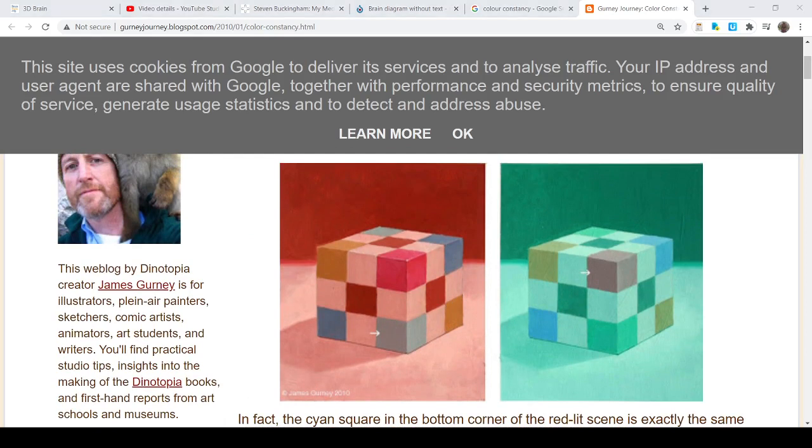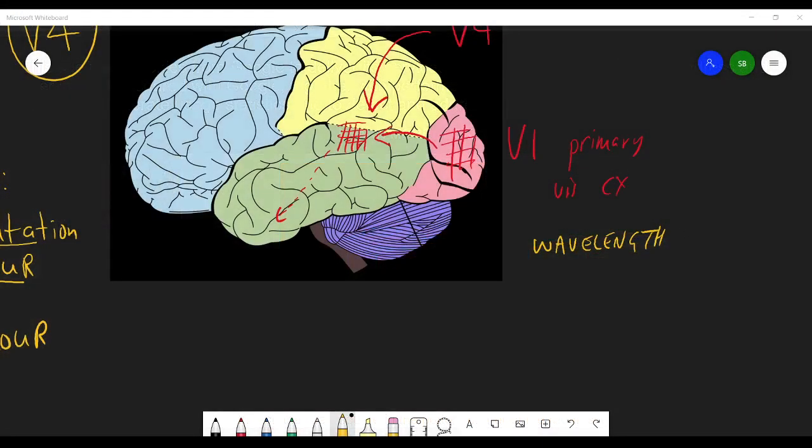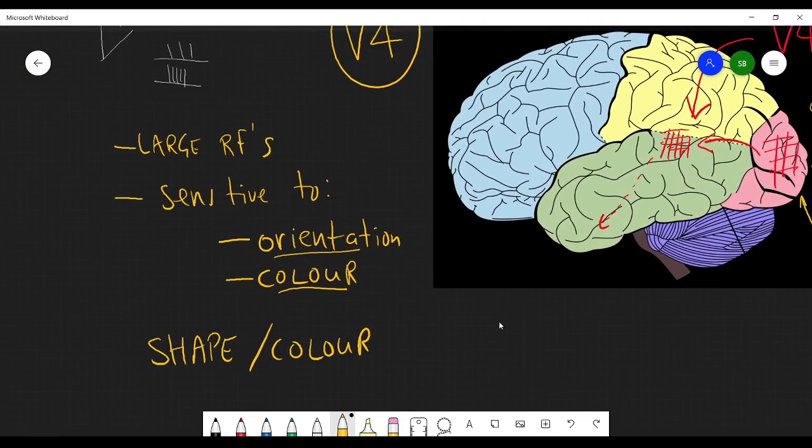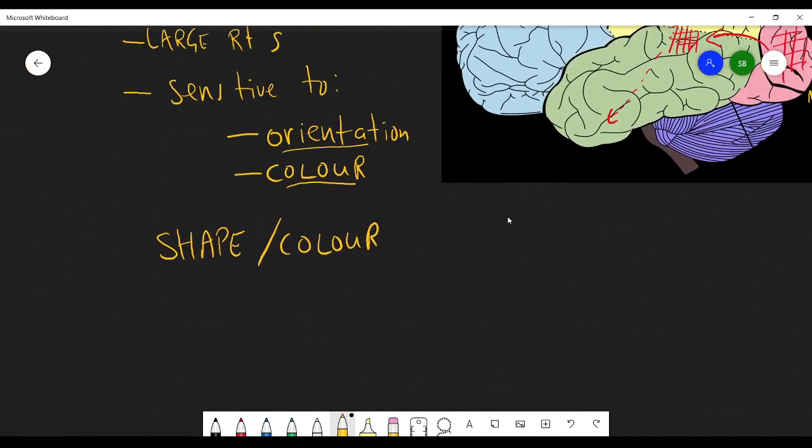And that's what these cells in V4 have done. They've taken information from various parts of the whole visual cortex and then worked out that the wavelength information in V1 has now been turned into colour information in V4. So that's what V4 has done. It's worked out shape and colour.